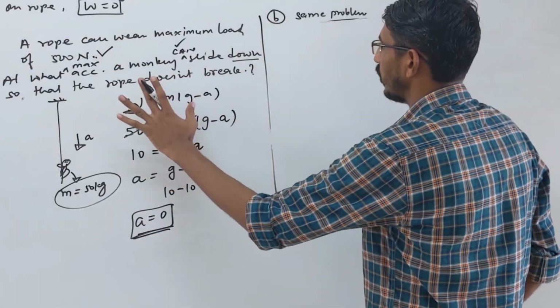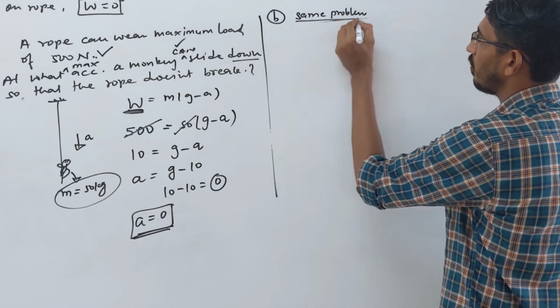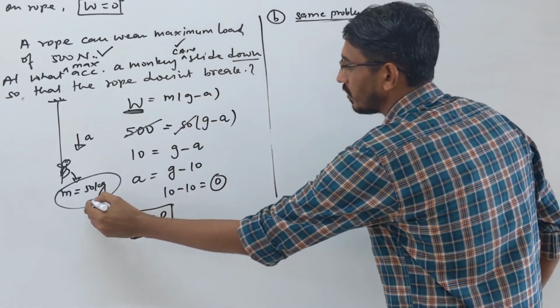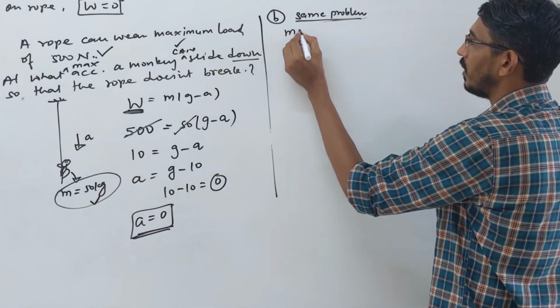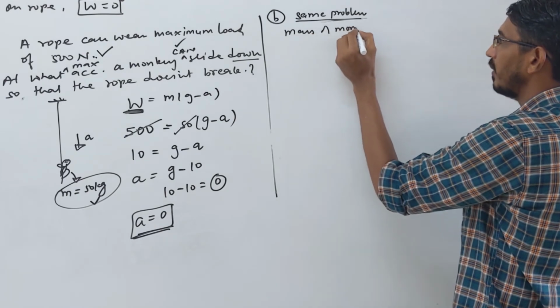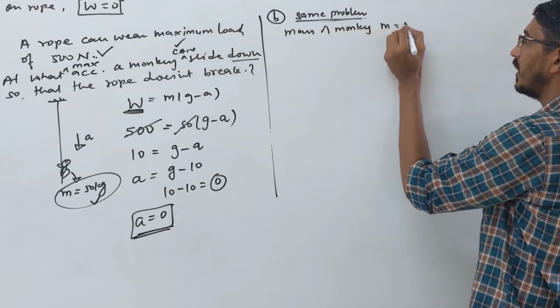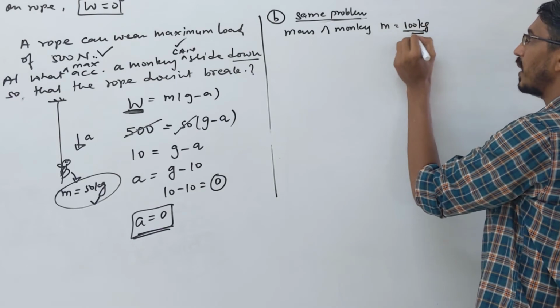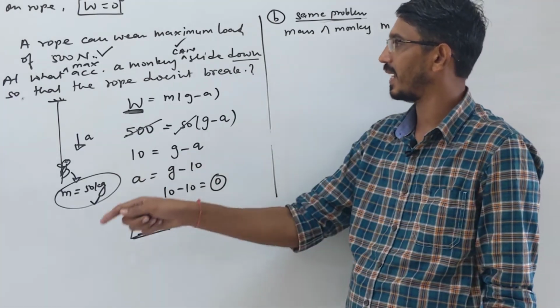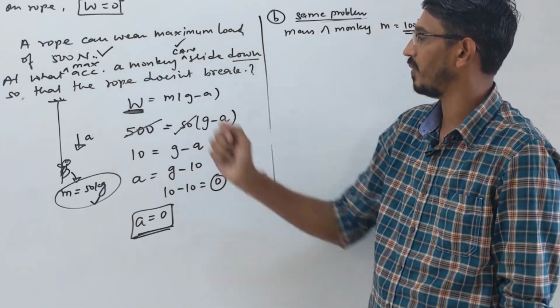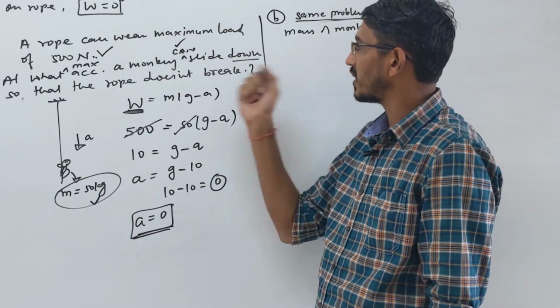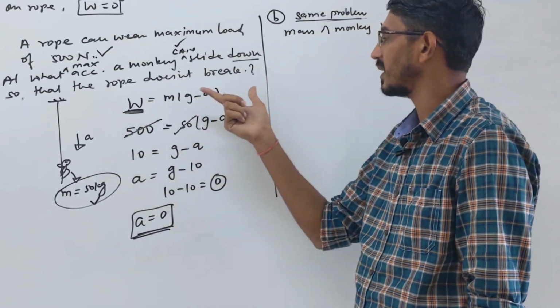Suppose we ask the same question now in this way. Same problem, we change the mass of the monkey. Suppose I write the mass of the monkey as 100 kg now. Now what will happen? The question remains exactly the same: a rope can bear a maximum load of 500 Newton. What is the maximum acceleration with which a monkey can slide down so that the rope doesn't break?